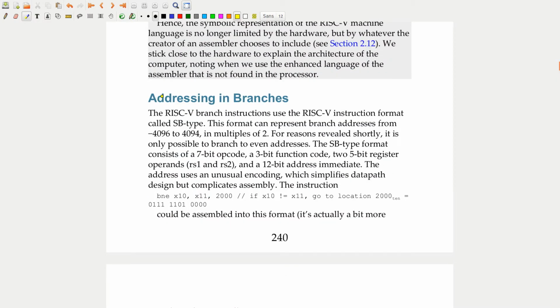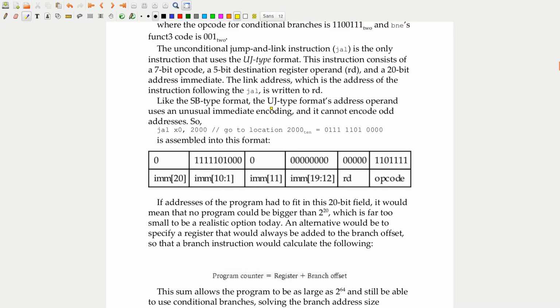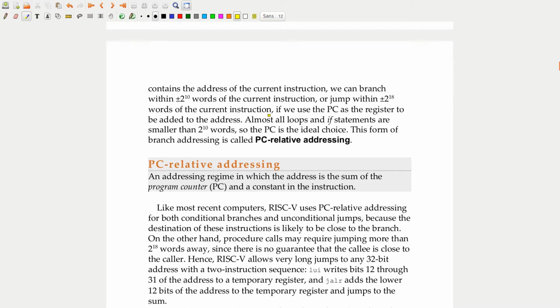So, addressing in branches. Is this useful? This isn't terribly useful, but we'll note a couple key things. PC relative addressing. Almost all loops and if statements are smaller than 2 to the 10 words, so the program counter is the ideal choice. This form is called program counter relative addressing, which means that we have some program counter, and if we want to go someplace, we go somewhere relative to the program counter.